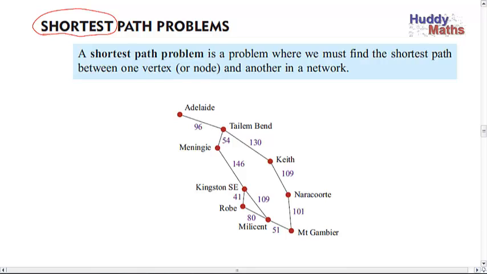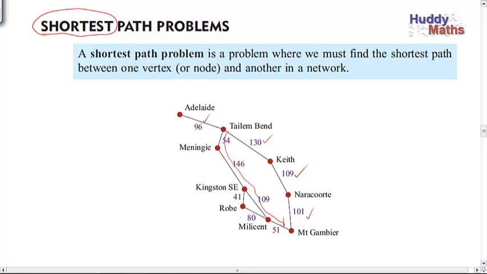Well, I think it's pretty obvious that we're not going to go off on the side here down this way, I think. But we'd have to check the numbers, wouldn't we? I think we'll go 96, 130, 109, 101. Okay, this is maybe a more scenic route down the other side here. But I think this one is going to be shortest. So that's what we're going to do.